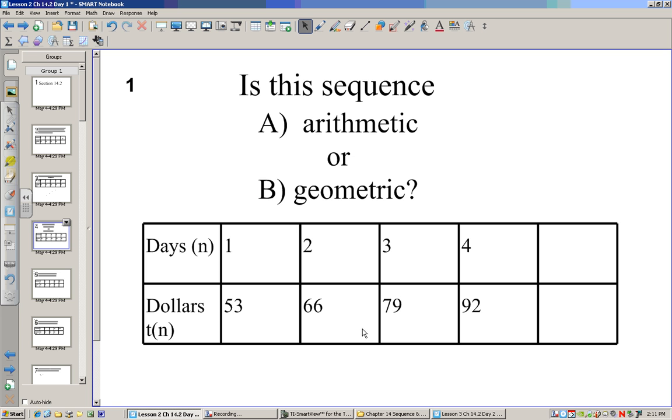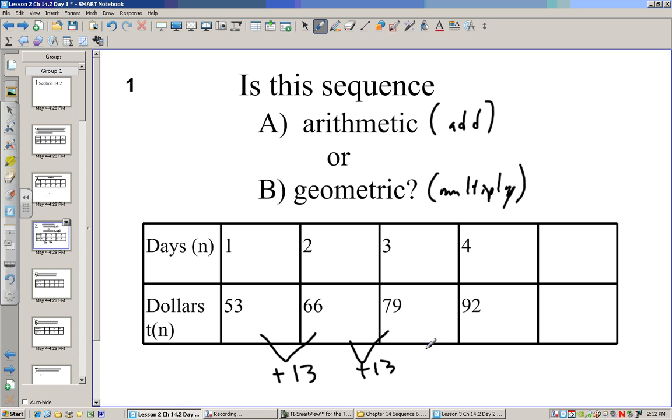Now we have to think, is this arithmetic or is this geometric? Arithmetic sequences go up by adding, and geometric sequences go up by multiplying. Now, do I add or do I multiply to get my next number? Well, it looks like I add 13 to each of the terms to get its next number.